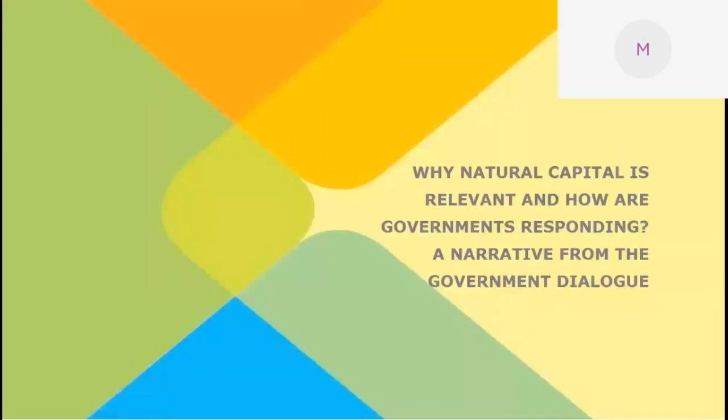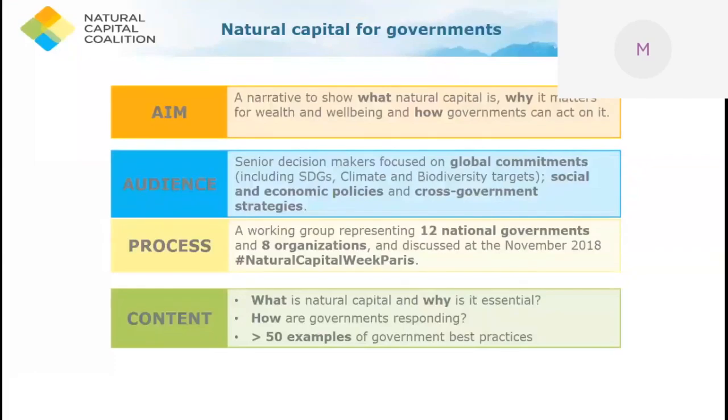When we started with the government dialogue, the first meeting, there was a discussion about what was needed, and there was agreement on the need for a common narrative explaining why natural capital is relevant and how governments are responding to this relevance. If we move to the next slide, I can show you a bit of how the process went.